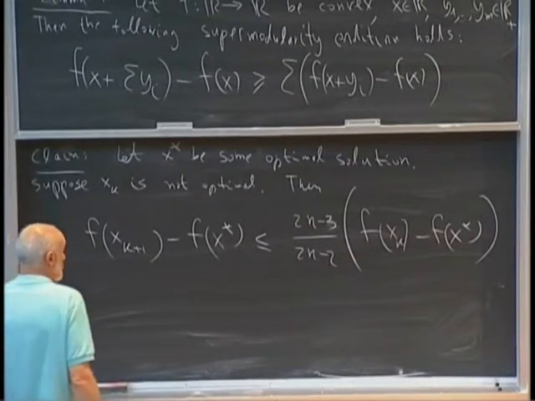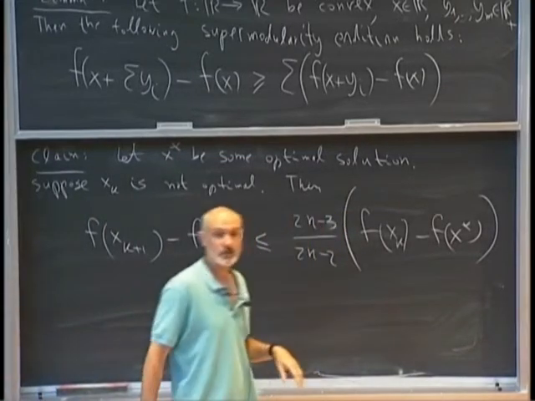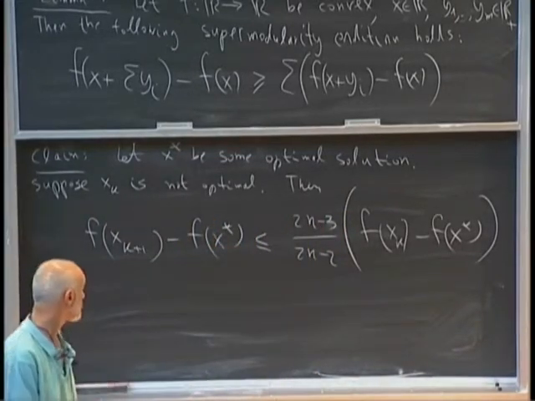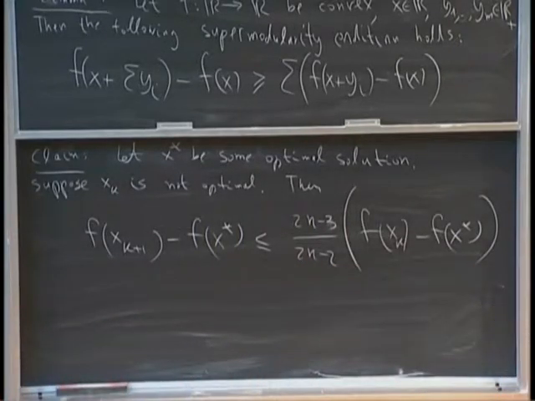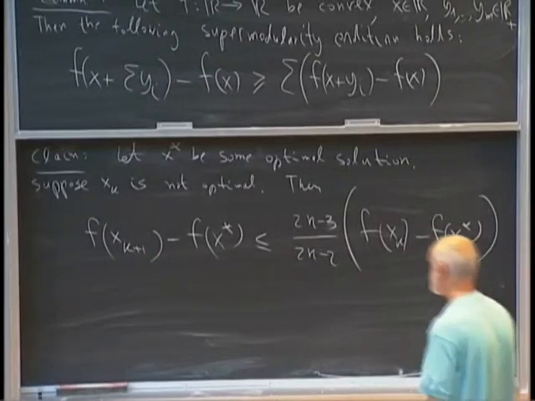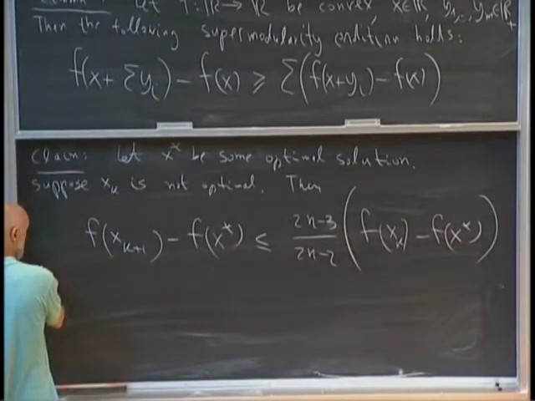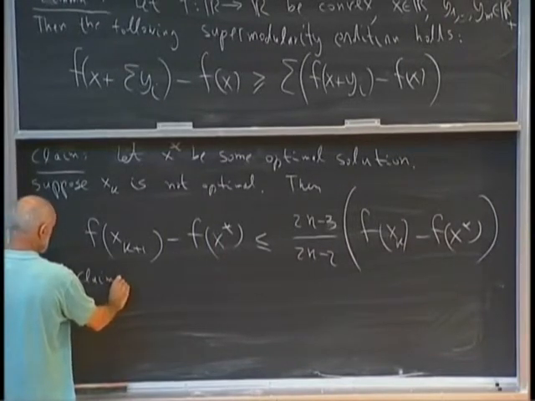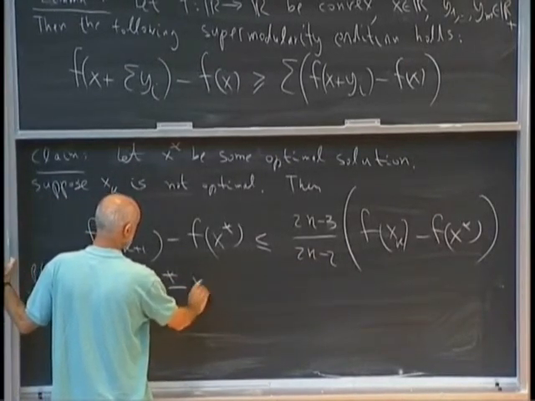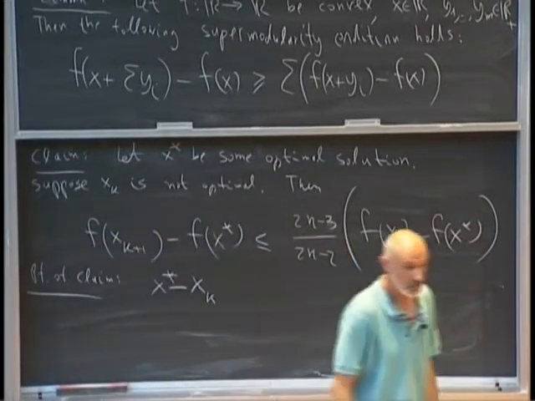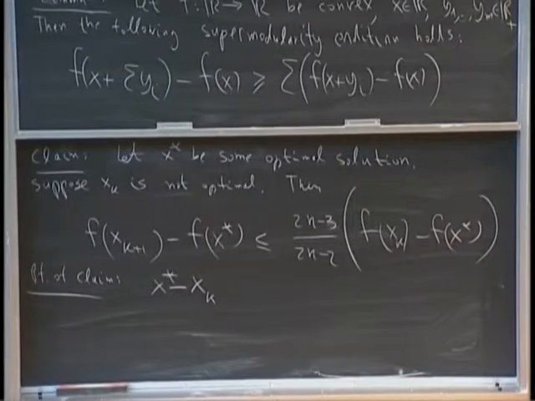Well, let me see, maybe I'm not sure I want to go through the entire proof. But how do we show this? So if you remember from last time, we're going to apply a similar trick. And the trick is going to be the following. So proof of the claim. Let's look at x star minus x_k, on this vector.